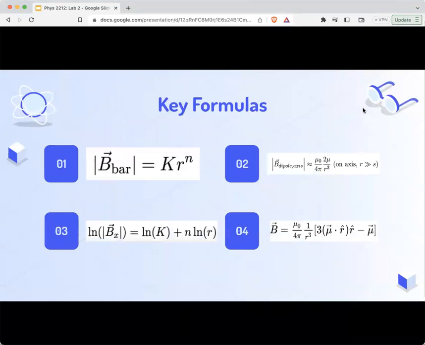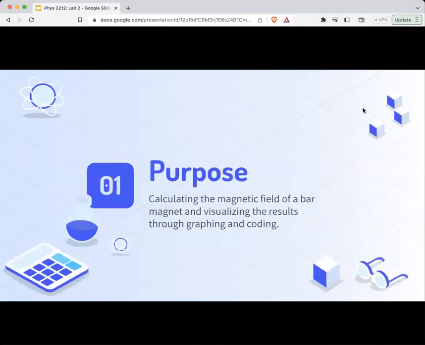To get an understanding of the lab, it is important to understand the formulas which can help calculate the magnitude of the magnetic field. The first expression calculates the magnetic field given a constant and the distance from the source. The second formula finds the magnetic field upon a certain axis, in which the magnetic moment is used. The third formula linearizes the first formula using the natural log function, and the fourth formula gives the off-axis magnetic field, and in this lab is used to calculate the magnetic field of the bar magnet with respect to planet Earth's magnetic field. The purpose of this lab is to calculate the magnetic field of a bar magnet and visualize the results through graphing and coding.